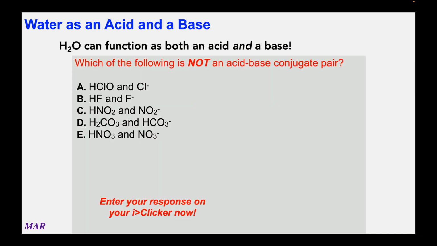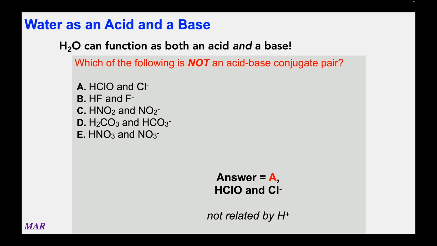So this is a question you might see. It says, which of the following is not an acid-base conjugate pair? The punchline here is that conjugates are related by an H+, plus or minus. You add the H+ to the base and it makes the acid. Take away the H+ from the acid and it makes the base. Hopefully you can see right away that it's answer A, which is not a conjugate, because HClO has a hydrogen, chlorine, and an oxygen.